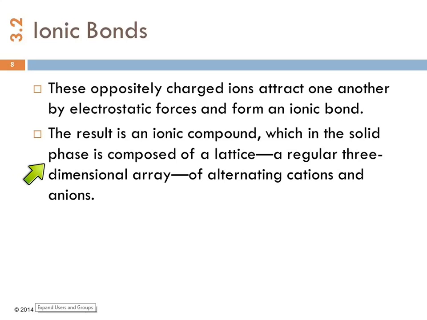So in the ionic compound, these are going to be crystalline solids. They're going to have a lattice, a regular three-dimensional array of alternating cations and anions. A little bit like magnetics, that toy with the little magnetic balls and sticks. And it's going to be continuous throughout the whole piece of matter, the whole compound.